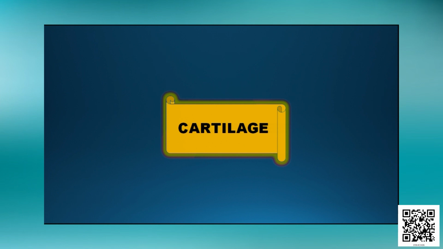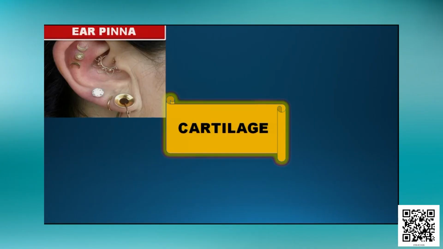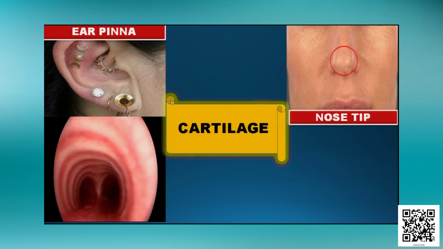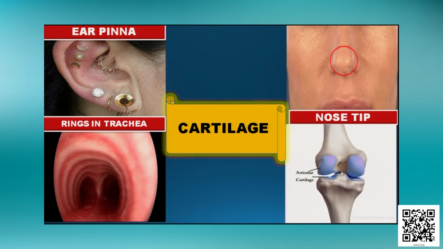So the next type of connective tissue is cartilage. Where is it found? Let us see in our body where it is found. Yes, it's found in the ear pinna. It's also found in the nose tip. Not only that, the rings in the trachea. We know rings surround the trachea, which prevents it from collapsing. And in the joints, it smoothens the joint. So cartilages are found in those areas in our body.